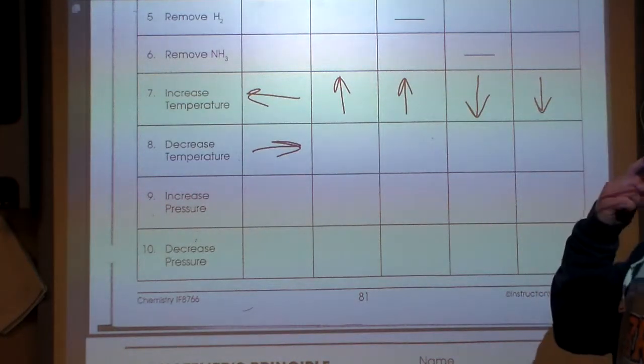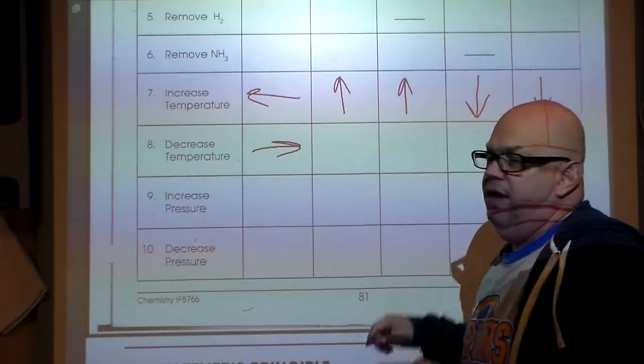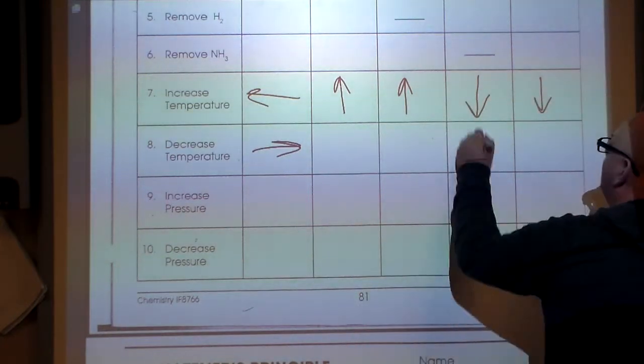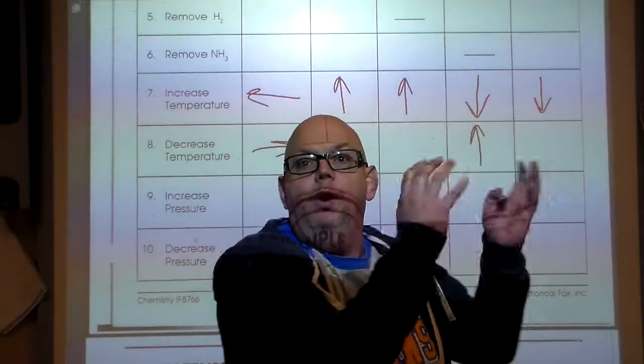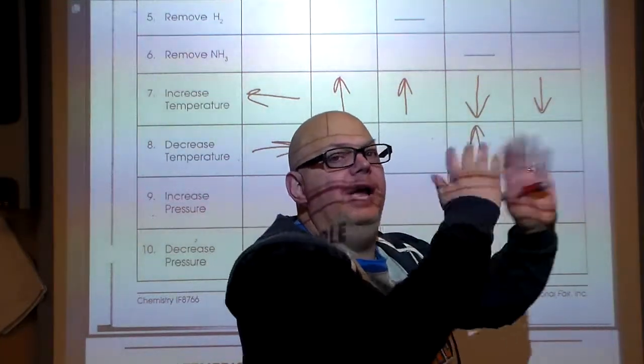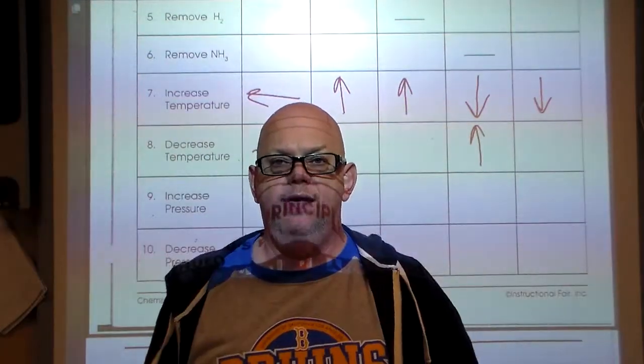Well, wait a minute. If it's shifting to the right, what's going to happen to the concentration of the ammonia? It's going to go up, because now we need more. We've got to make more. We've got to get that equilibrium back at the horizontal level.